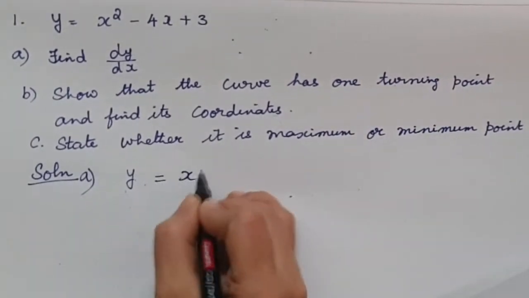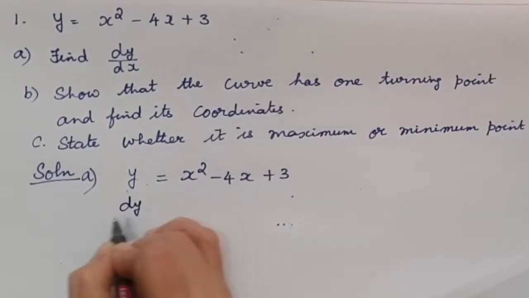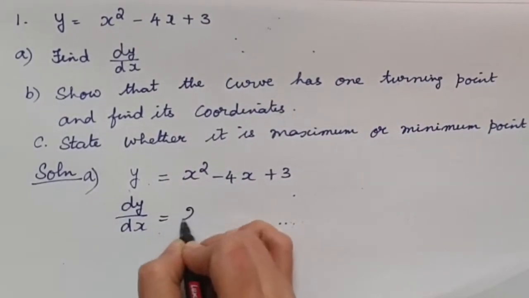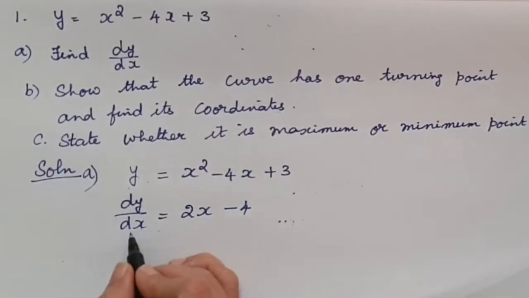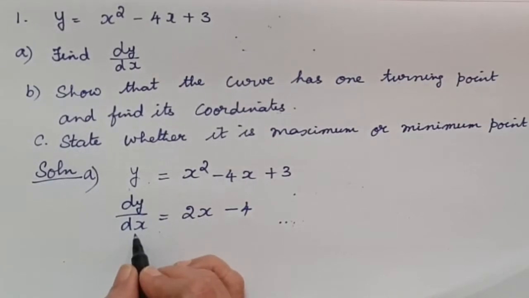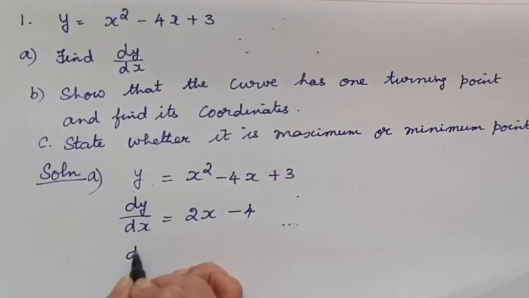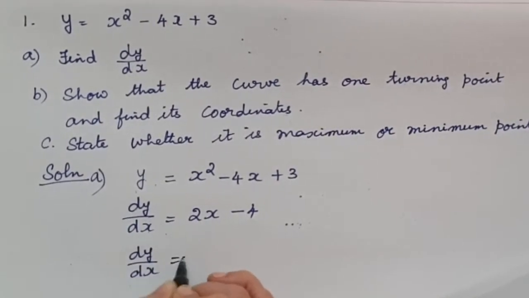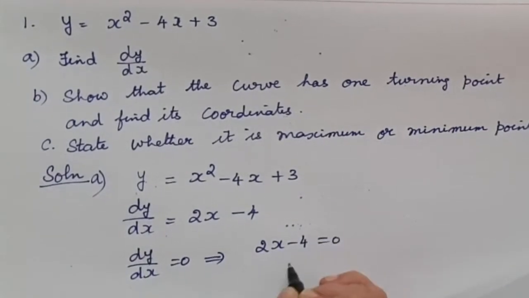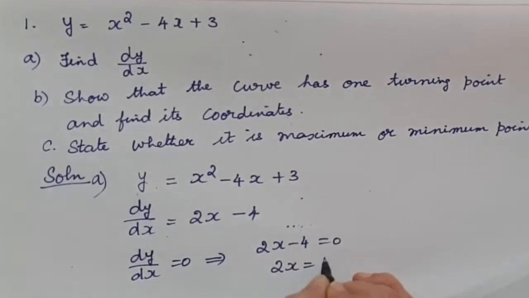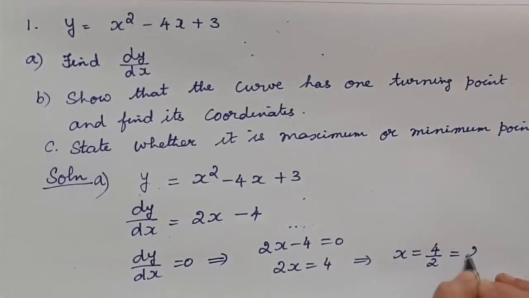Y equals x squared minus 4x plus 3. So our dy over dx will be equal to 2x minus 4. In order to find our turning point, we need to equate this gradient to 0. That is, dy over dx equals 0. That implies 2x minus 4 equals 0. So 2x equals 4, which gives us x equals 4 over 2, so it is 2.